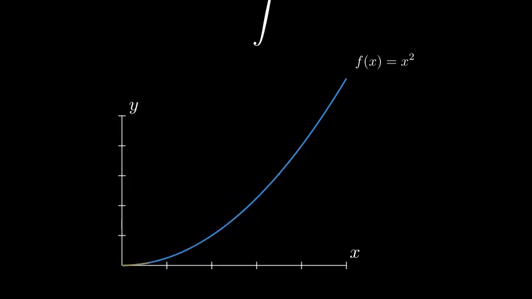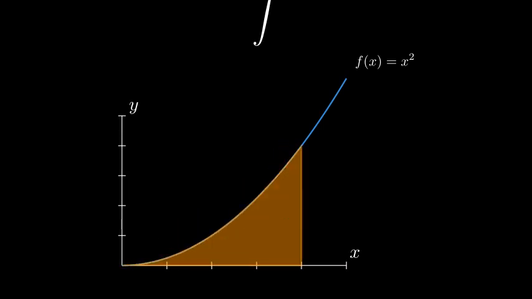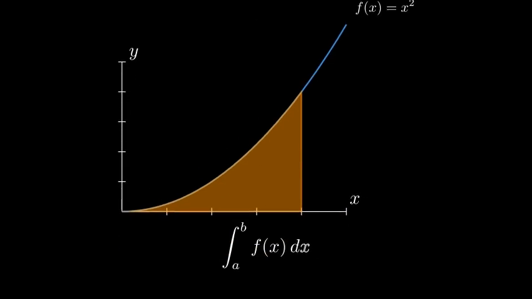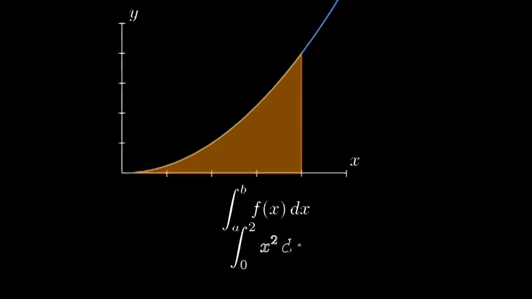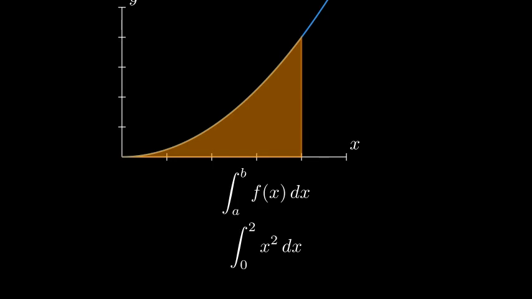As the number of rectangles approaches infinity, this sum approaches the exact area, which is what we call the definite integral. Mathematically, we write this definite integral as the integral from a to b of f of x dx, where a and b are the lower and upper limits of integration. For our example, we're finding the integral from 0 to 2 of x squared dx.